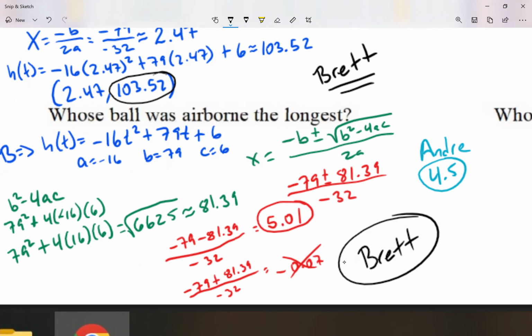So I want you guys to not just pick a name. Oh, I think it was Andre. I think it was Brett. Not just picking a name, not just guessing. We're going to find whatever is being asked, as in what's the height, what's the airborne, whose ball went higher. We're going to find out the information for each, for Brett and Andre, and then we're going to answer the final question depending on the answers.